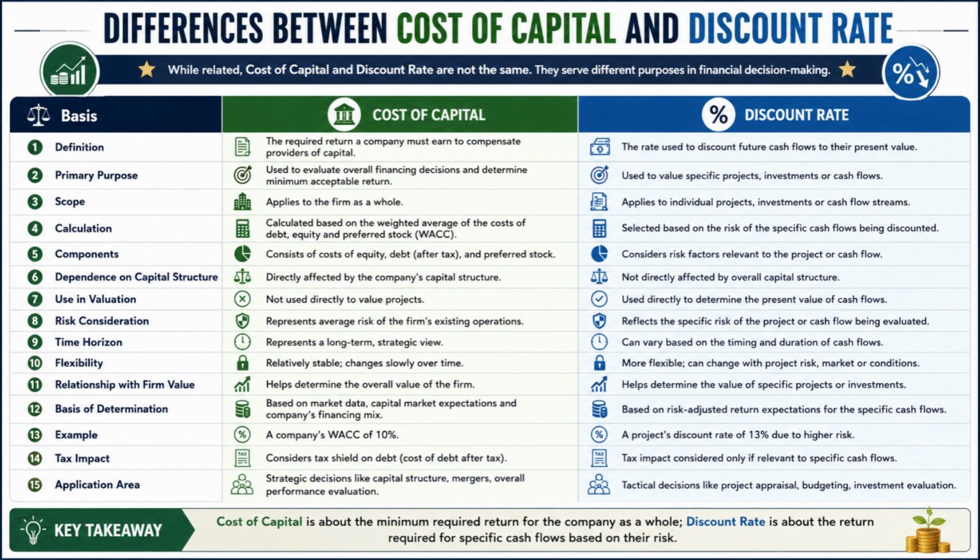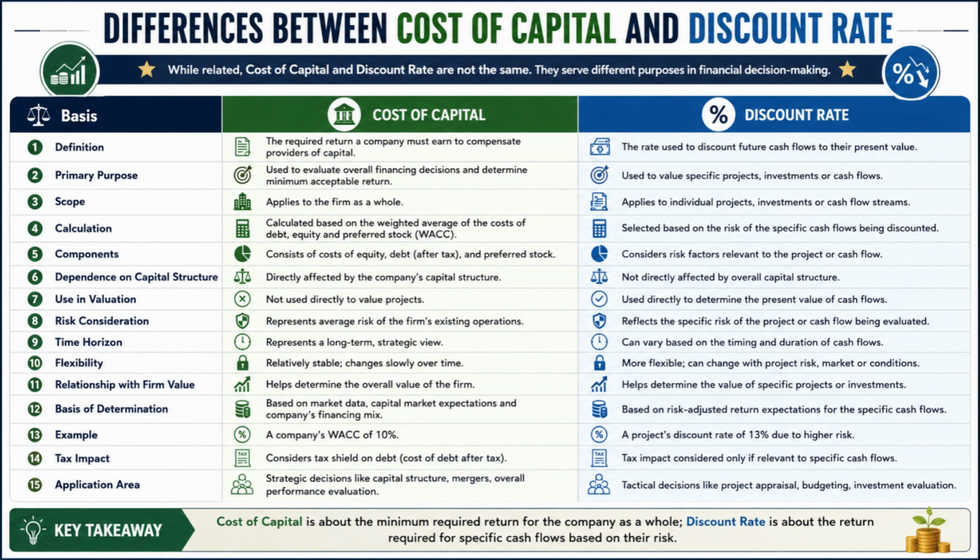Number 1. Cost of capital is the required return a company must earn to satisfy investors and lenders, whereas discount rate is the rate used to convert future cash flows into present value. Number 2. Cost of capital is mainly used for financing decisions and determining minimum acceptable return, whereas discount rate is mainly used for valuing projects, investments, and cash flows.